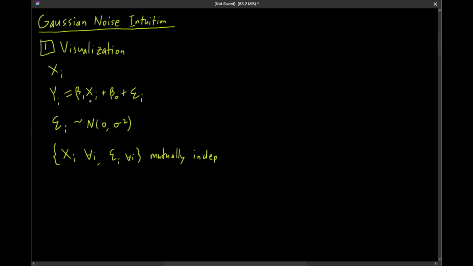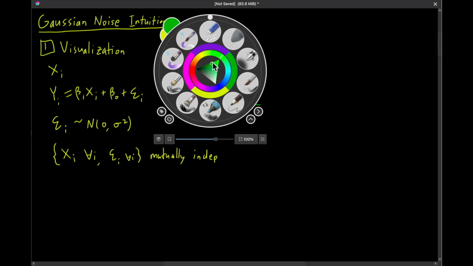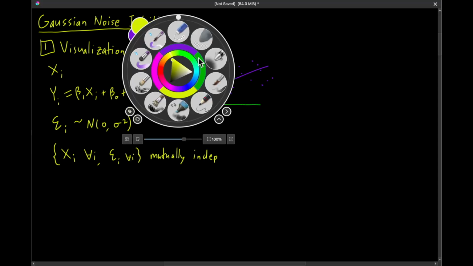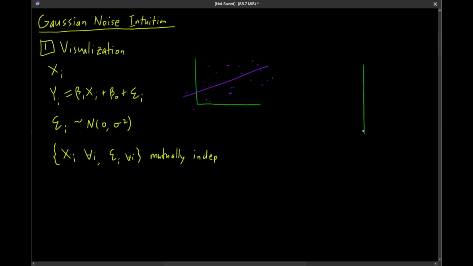So for each xi, you have an underlying y plus noise. So if you draw it out, you have some model that looks like this, okay? And you have some true line like this with a bunch of observations that look something like this, right? Cool. And as a reminder, the Gaussian PDF looks something like this.